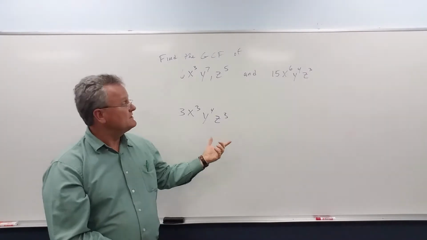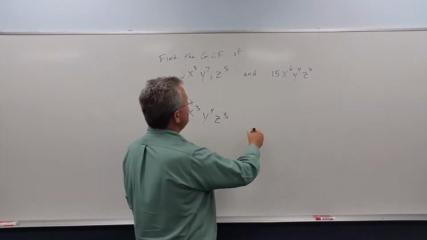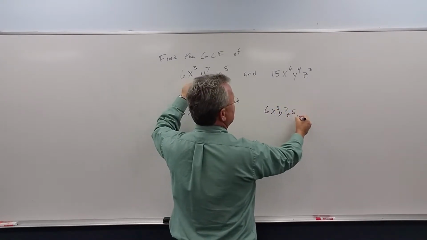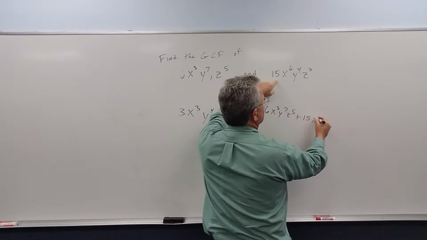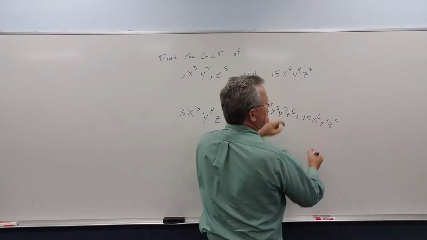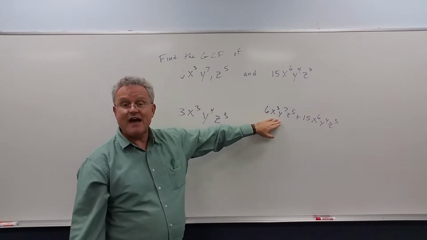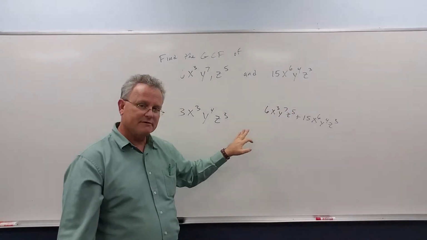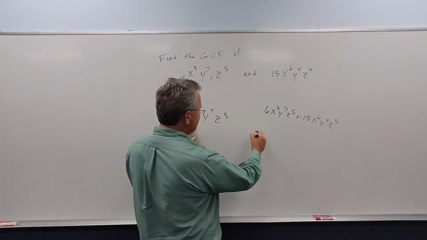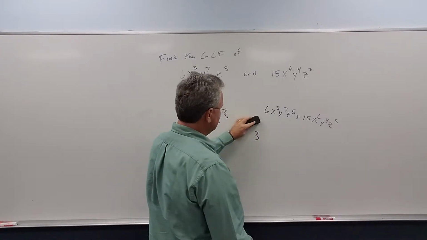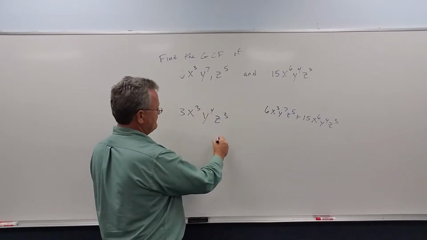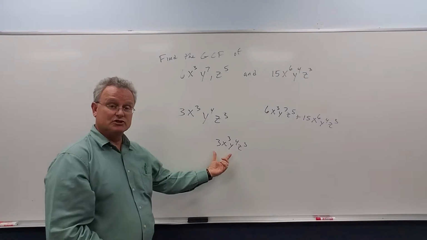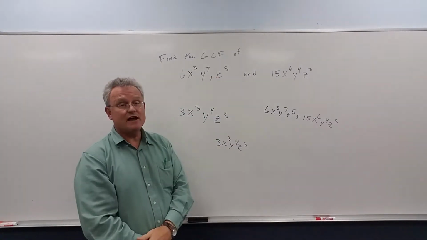Now what we're going to do in the next video is, let's say we had 6x cubed, y to the 7, z to the 5th, plus 15, x to the 6, y to the 4, z cubed. Let's say we want to factor this. Well, to factor this, we've got to factor out the greatest common factor. The greatest common factor is 3x cubed, y to the 4, z to the 3. That's what we just determined. That is the greatest common factor of those.